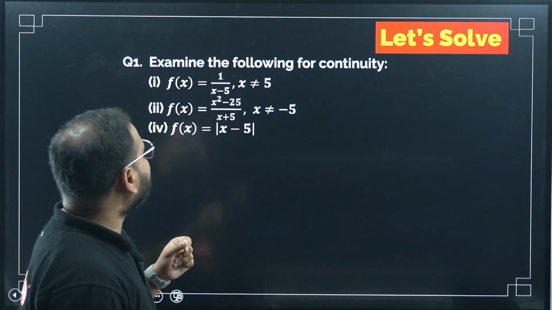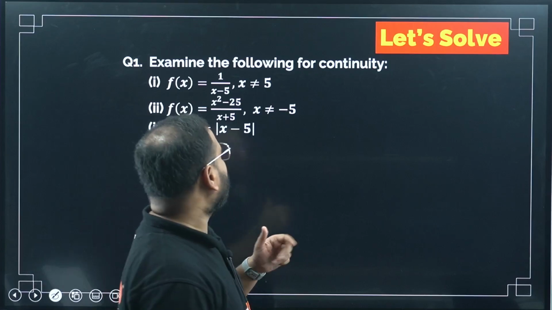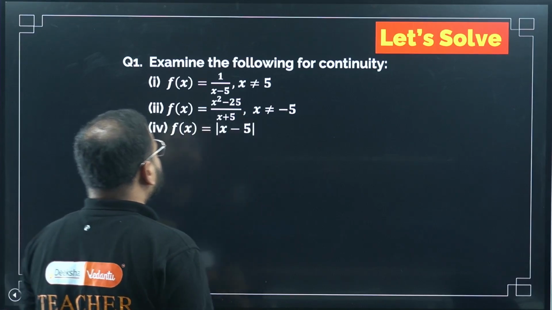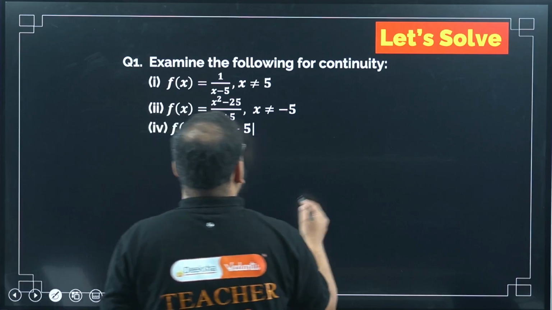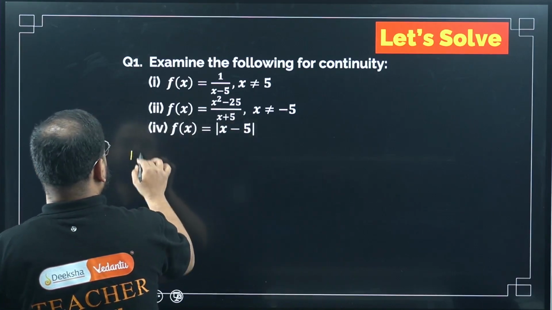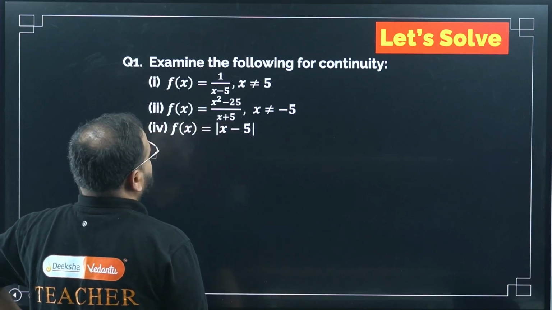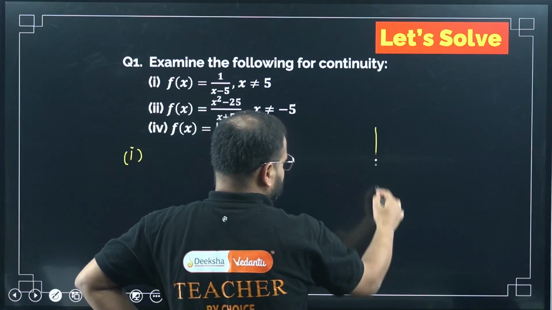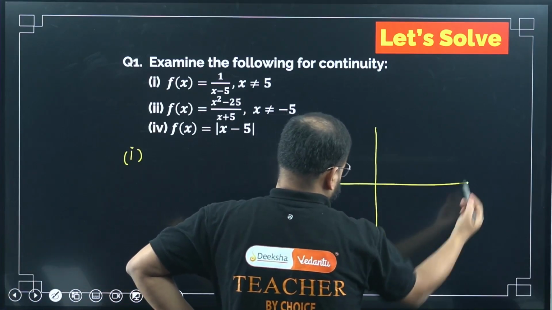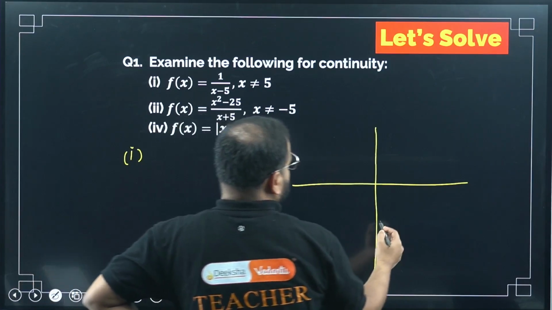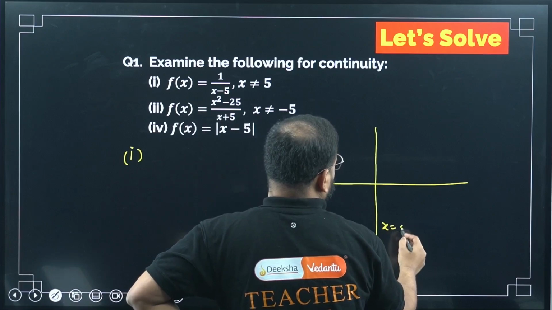Let's see. 1 upon x minus 5, a rational function, okay? So at x equals 5, how will the function look like? If you look at the first function, check this out. At x equals 5, how will the function look like? If this is a line, what is the line? x equals 5. What is this line? x equals 5, okay?